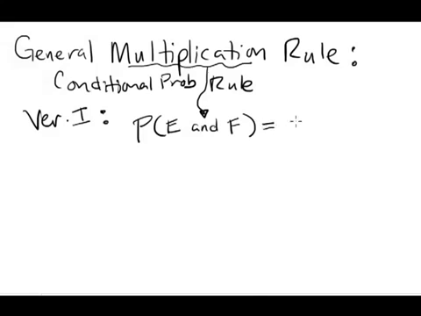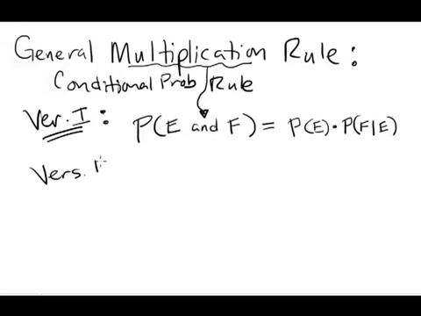The general multiplication rule says that if you take the probability of E and multiply it by the probability of F given that E has occurred, you'll get the probability of E and F. So that's one way to write this multiplication rule. I'm calling it version 1.